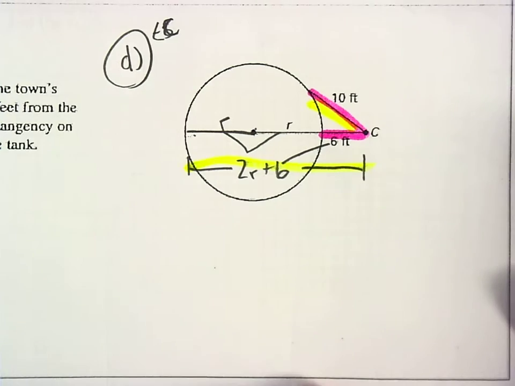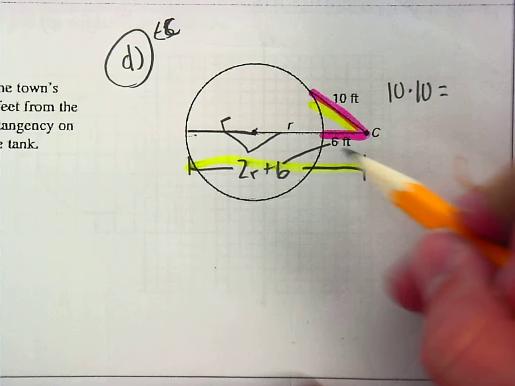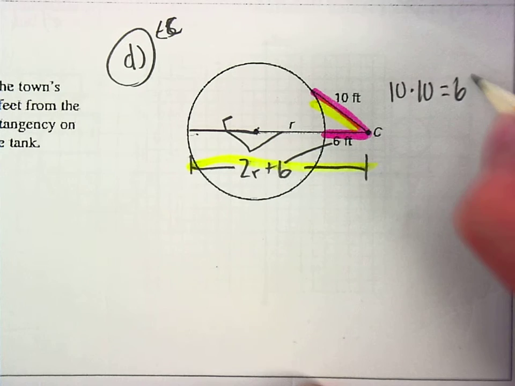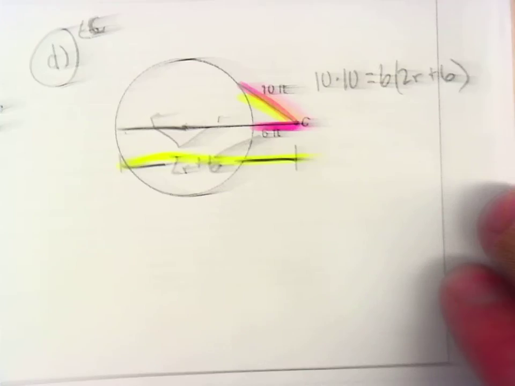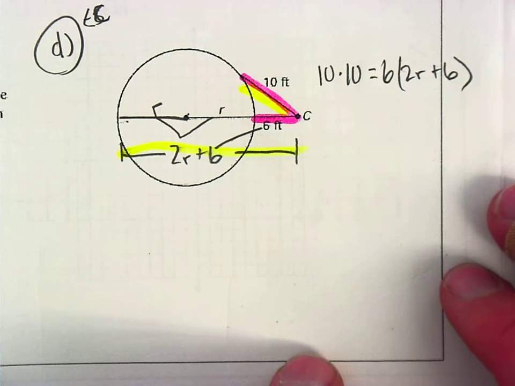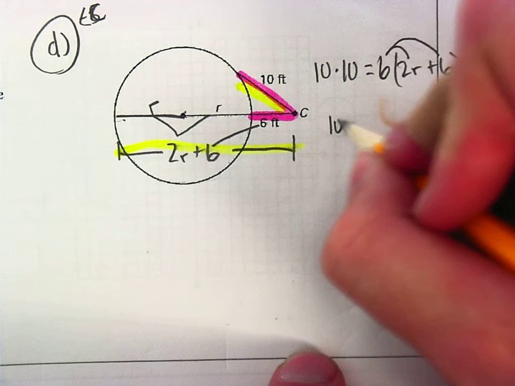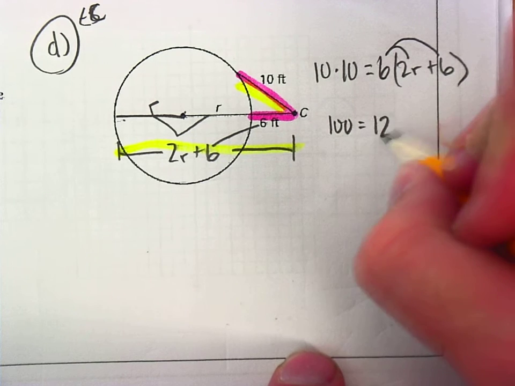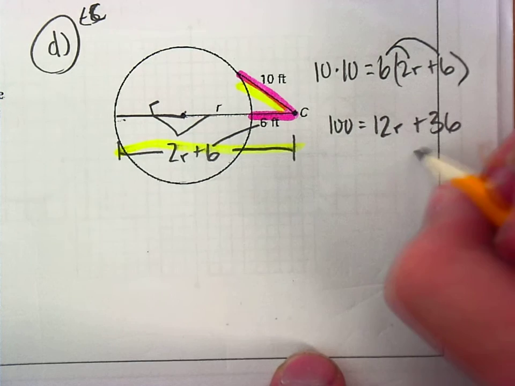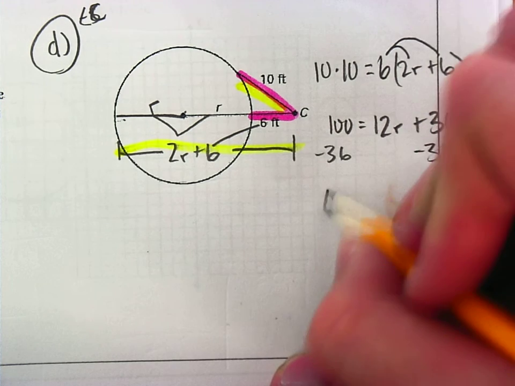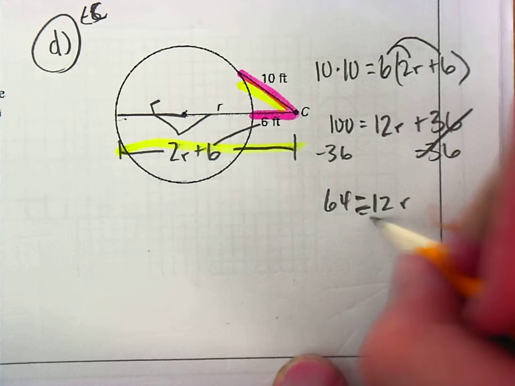So now we can do external times whole. So external 10 times the whole 10 equals external 6 times the whole, which is 2r plus 6. And some of you have recognized now that we need to distribute because we have this polynomial here. Well, 10 times 10 is 100. 6 times 2r is 12r. And 6 times 6 is 36. Subtract 36. And this isn't actually that bad. So 64 equals 12r. And divide by 12.